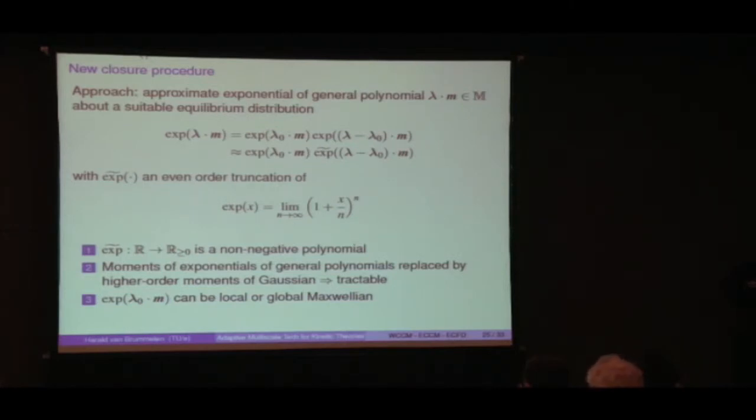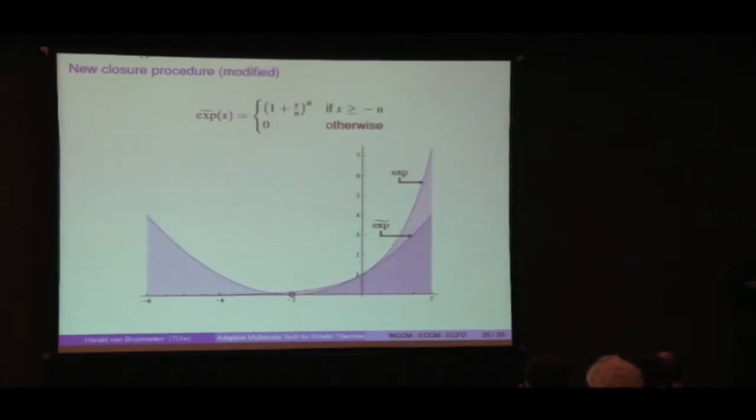The moments of exponentials of general polynomials, which is an intractable problem, is now replaced by high-order moments of Gaussians. That's a complicated problem, but it's doable. You can actually compute these things. So we can really get closed-form expressions of the system if we do this. We still have to think about how we pick the local Maxwellian, right? So the prefactor, the lambda node m, this can be a local or global Maxwellian depending on the problem that we're facing.